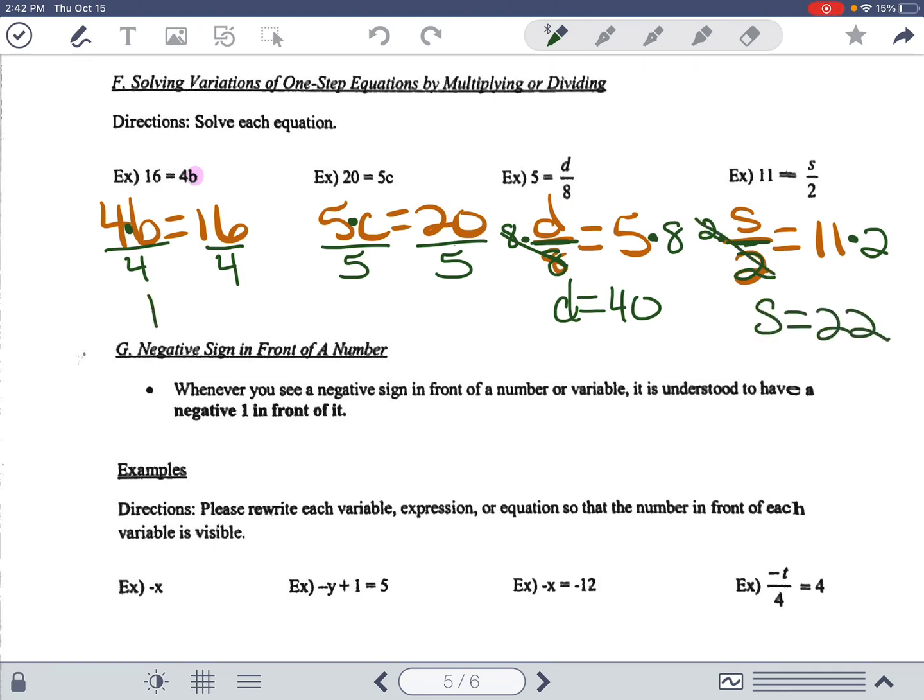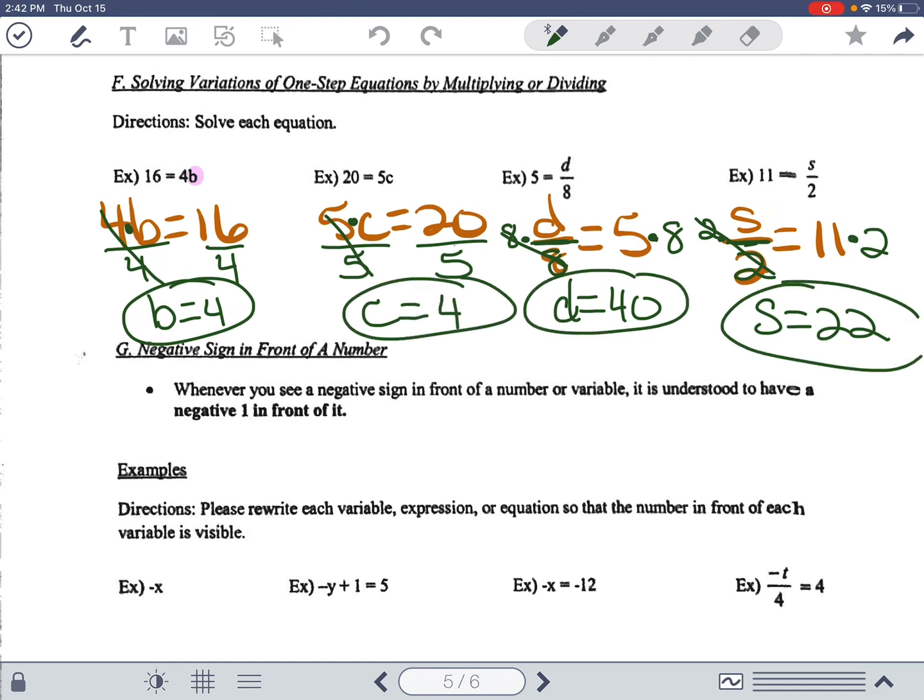And the top ones are b equals 4. I have a calculator, or I already know my multiplication facts. C equals 4 as well. Okay, those four are worked out for you.